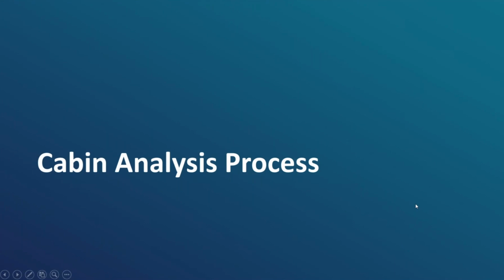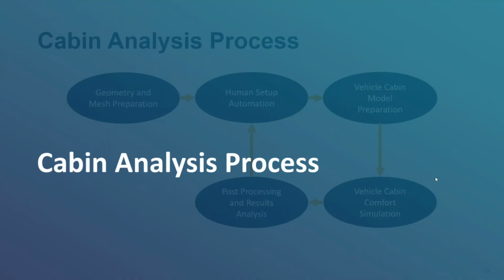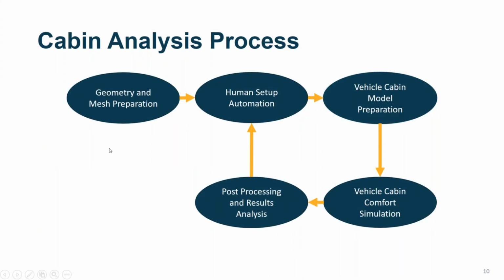So I'm going to go quick into this cabin analysis process that I've put together. And just for some background, basically we're going to be focusing on this loop here. So we start with geometry and a mesh that's already prepared. We'll set up the humans through this process. We'll prepare the cabin through this process by importing our boundary conditions. We'll run the simulation. We'll post-process these results. And then we'll go through the loop again, adjusting some inputs.